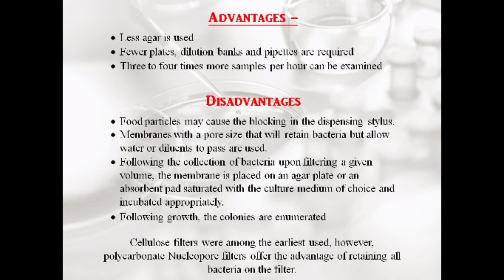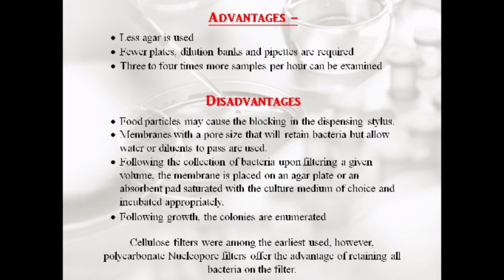The advantages of the spiral plater are: less agar is used, fewer plates, dilution blanks and pipettes are required, and 3 to 4 times more samples per hour can be examined. There are some disadvantages in this method too. Food particles may cause blocking in the dispensing stylus.